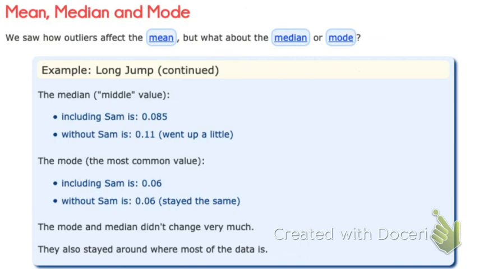So we saw what the outlier did to the mean, but let's see what it can also do to the median and the mode. So for this long jump, if we include Sam's value, the median, aka the middle left to right, is 0.085. Without Sam, it goes up a little bit. The mode, the most common value, stays the same either way. So sometimes the mean and the median don't really change much, but the mean is what ends up changing.